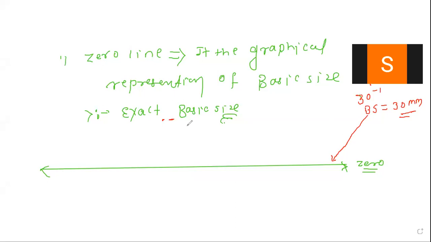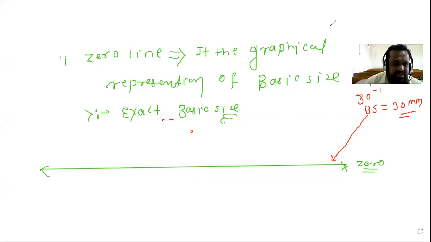Can you show it clearly? No, sir, line on line. Okay. See, exactly, this line indicates the exact basic line. See, this is the 30. Here only we can show the 30.